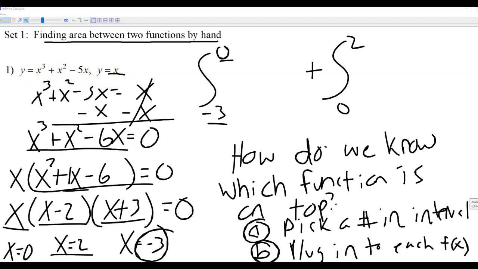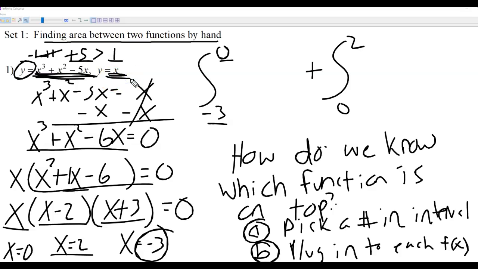If you plug in negative 1 to this first function, you get negative 1 plus 1, so those cancel, plus 5. So you end up with 5. And if you plug in negative 1 to this other one, you just get 1. Now, as you can see, 5 is greater than 1. These are y values. When you plug in a number for x, you're finding a y value. So this first function has a y value of 5, and this second function has a y value of 1.